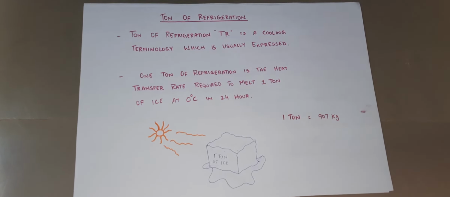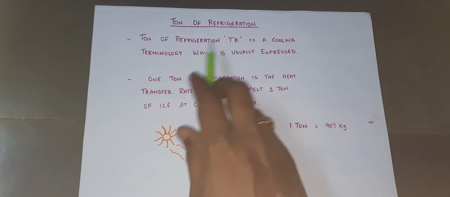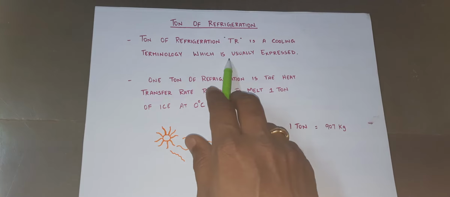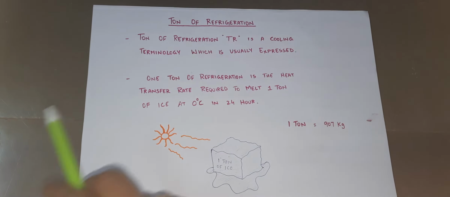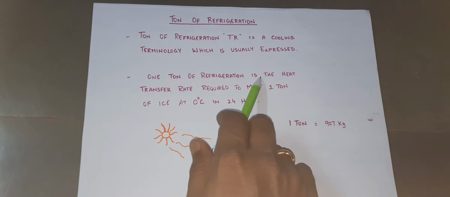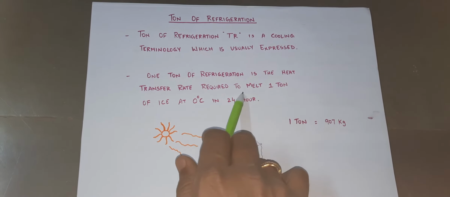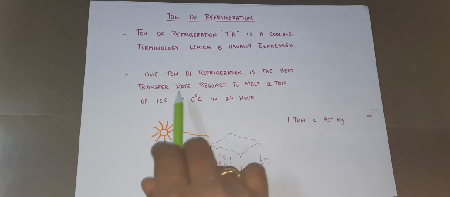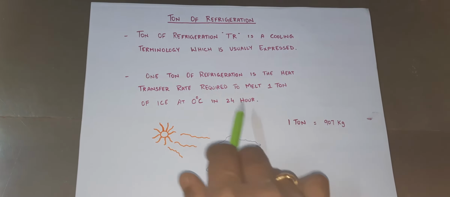What is ton of refrigeration? Ton of refrigeration, generally termed as TR, is a cooling terminology which is usually expressed in refrigeration system. Let's see. 1 ton of refrigeration is the heat transfer rate required to melt 1 ton of ice at 0 degree in 24 hours.